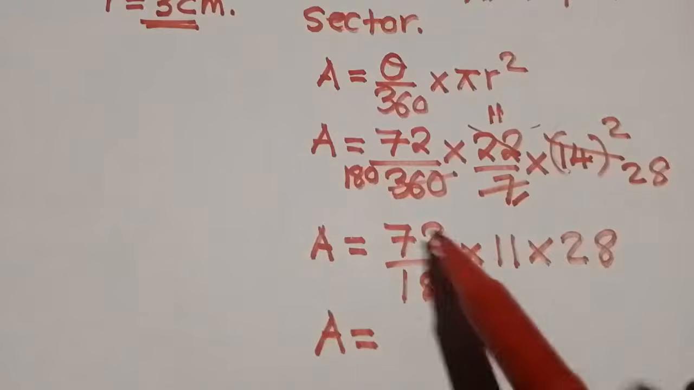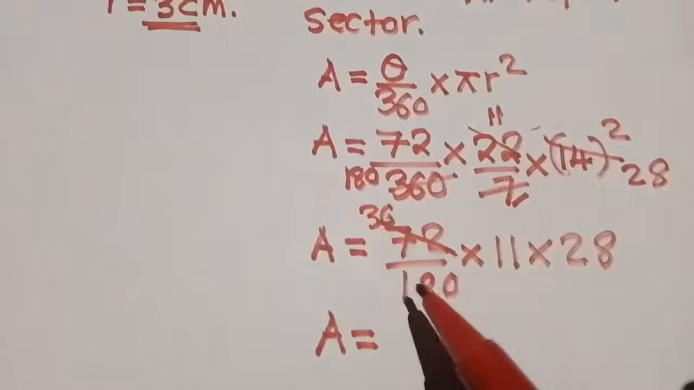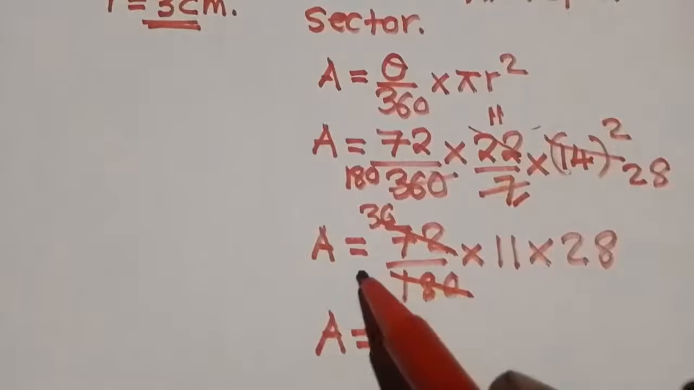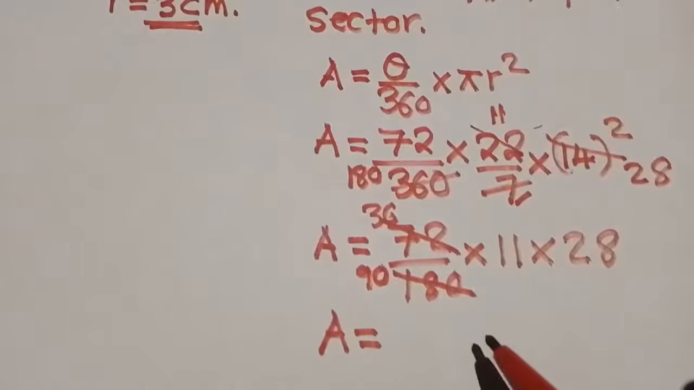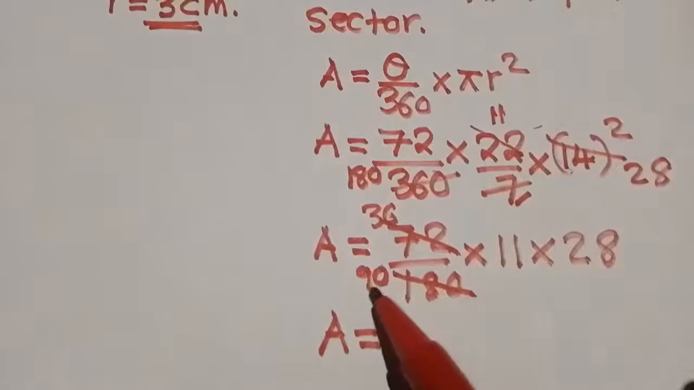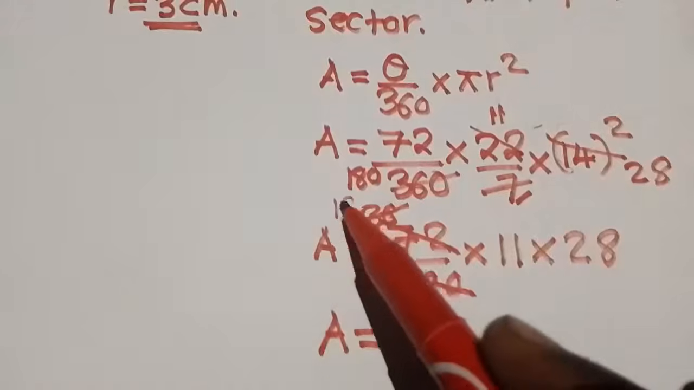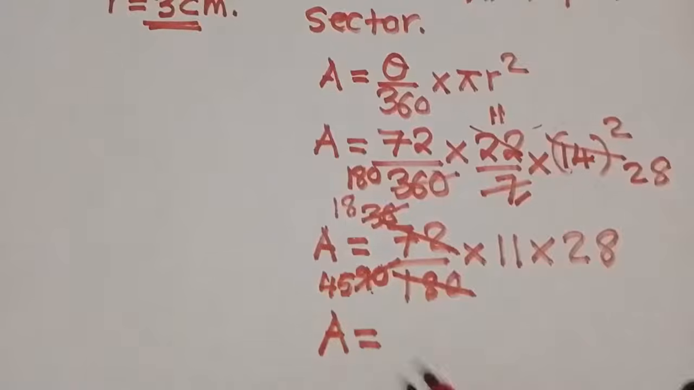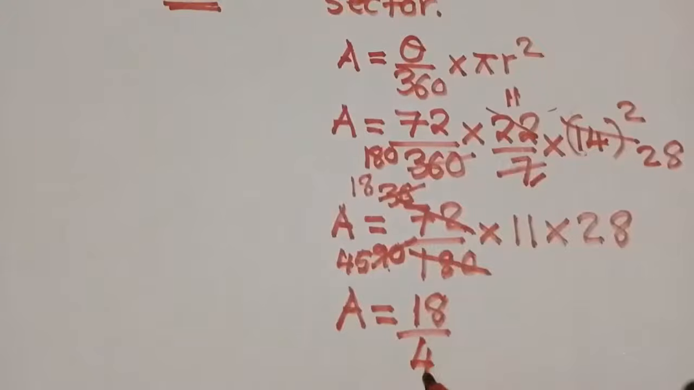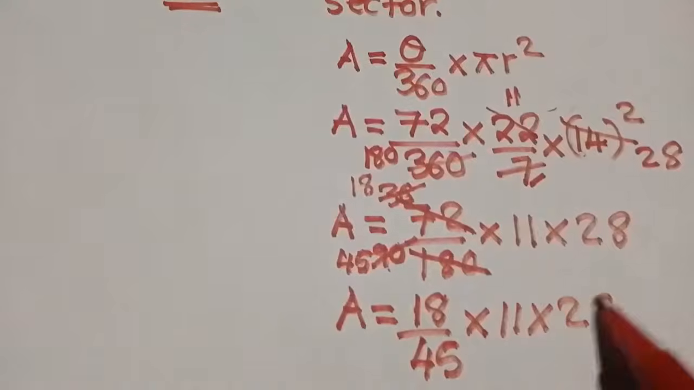So you say, okay, what is 2 there? 2 there, it is 36. What is 2 there? 2 there, it is 90. Have you seen? So you say, okay, this is what you are going to do. 36 over 90. 2 can also go there. 2 there, it is 18. 2 there, it is 45. Have you seen? So I've remained with 18 over 45 times 11 times 28.